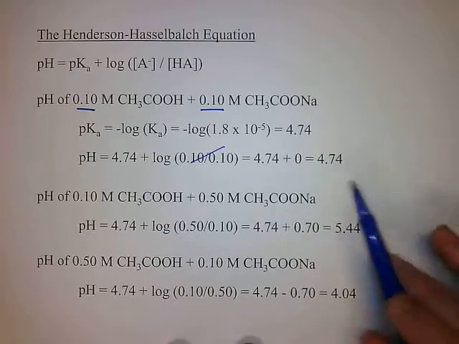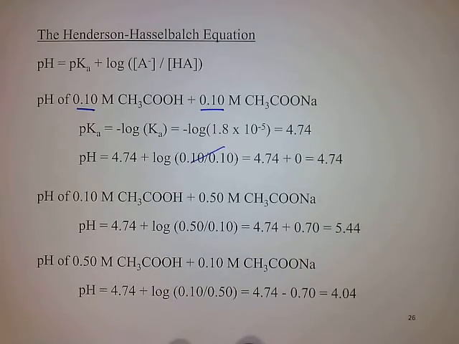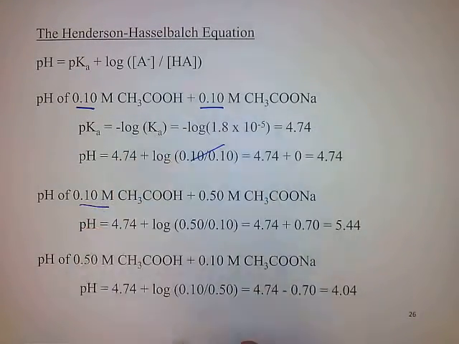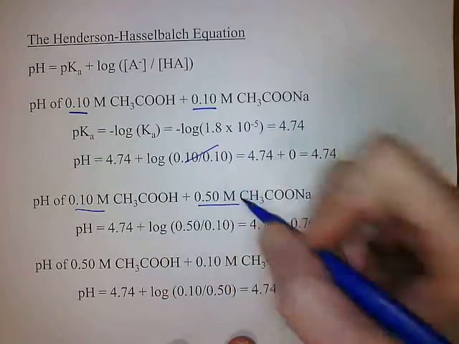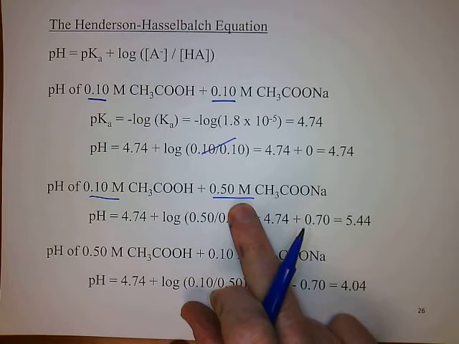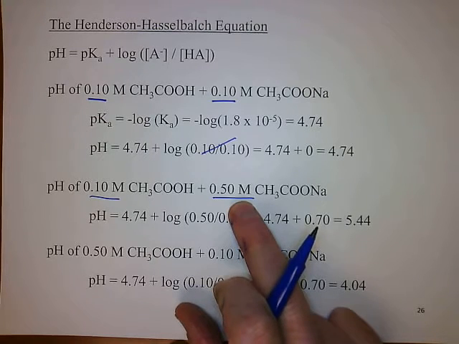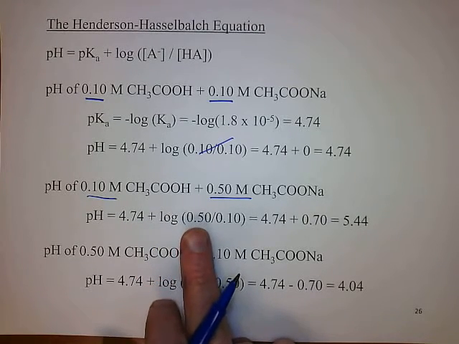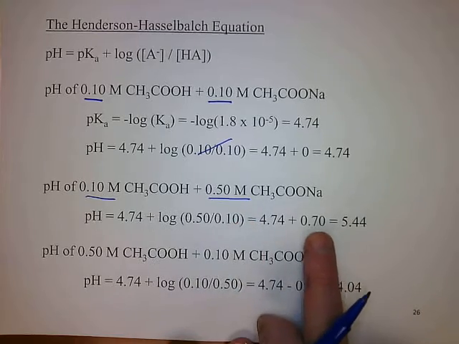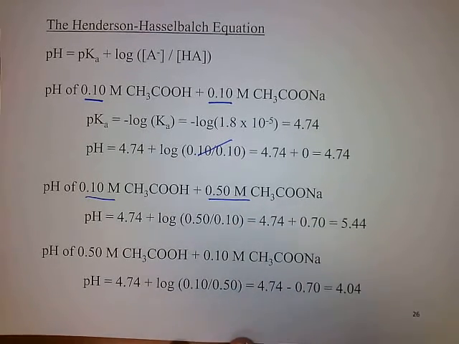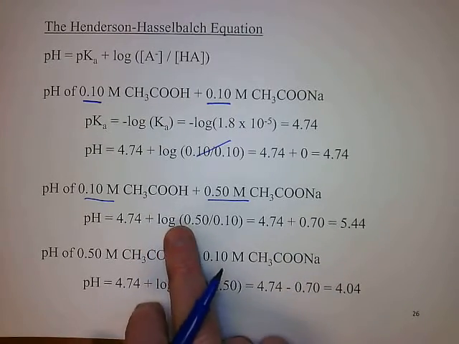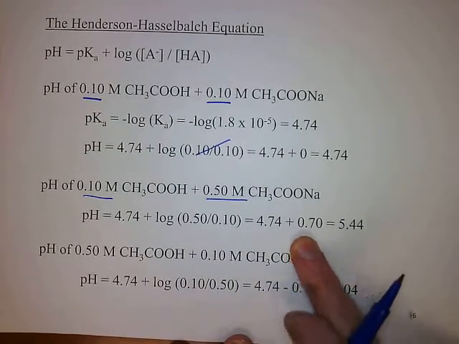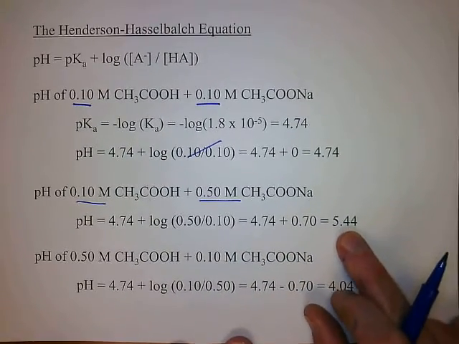Now, what if we want the pH of the second calculation. We add 0.10 molar acetic acid, but 0.50 molar sodium acetate. So now we have more of the base form of the buffer. So 4.74 plus the log of 0.5 over 0.1. There's that 0.7 that we got previously. That's the amount by which it's changed. So that was basically the log of the ratios. So 4.74 plus 0.7 is 5.44.